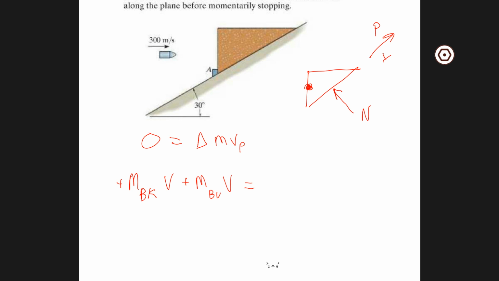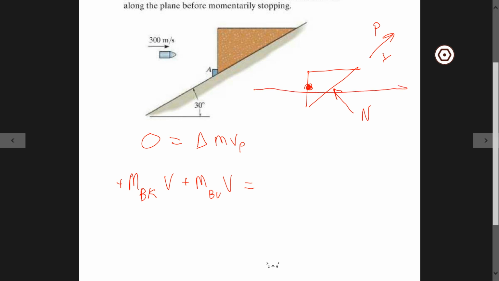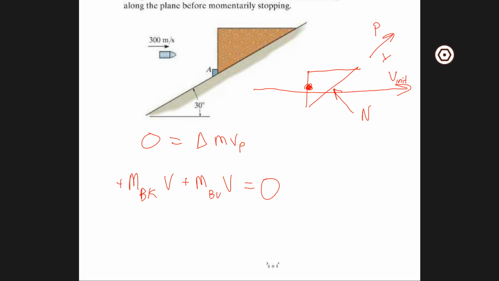Okay, the initial. All right, so initially, this guy's moving like this. I'm going to draw in the speed. Boom. This is the initial velocity. Okay, so does the block have any initial velocity in the plane direction? No. Okay, so the block has no initial momentum. Does the bullet have some initial momentum in the plane direction? Yes, it does.